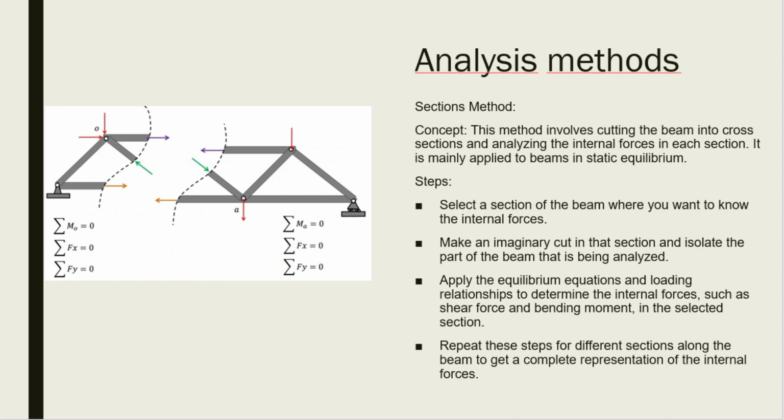Steps. Select a section of the beam where you want to know the internal forces. Make an imaginary cut in that section and isolate the part of the beam that is being analysed. Apply the equilibrium equations and loading relationships to determine the internal forces, such as shear force and bending moment, in the selected section. Repeat these steps for different sections along the beam to get a complete representation of the internal forces.